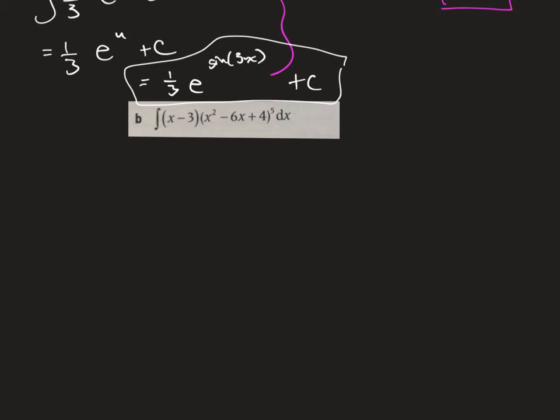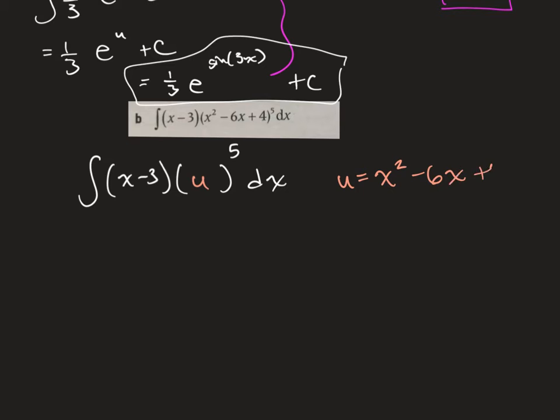B. Well, it looks like a lot, but we're going to go ahead and make this inside part here u. And the reason I'm picking that is because of the 5. That's really the bigger inside function. So let's rewrite that. We're going to say the integral of x minus 3 times u to the 5th, and we're going to let u be x squared minus 6x plus 4. Then du/dx is going to be 2x minus 6. Hey, that works out kind of nicely. See how this is 2 times this thing?